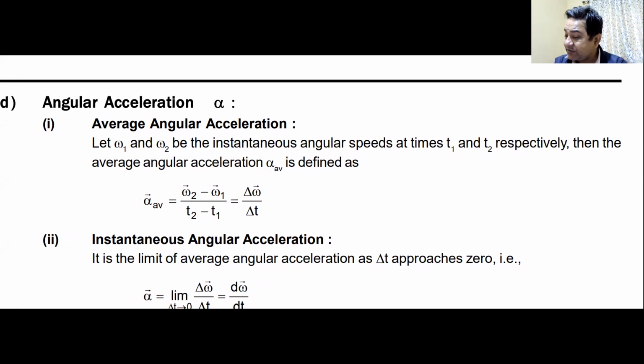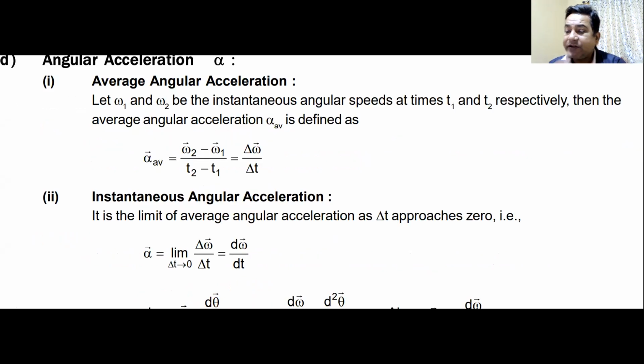Average angular acceleration is total change in angular velocity divided by total time, omega 2 vector minus omega 1 vector divided by total time. That is my average angular acceleration. It is also a vector quantity. Instantaneous angular acceleration is also a vector quantity, that is d omega by dt. Average angular velocity is a scalar, but instantaneous angular velocity is a vector. I hope you all recollect this.